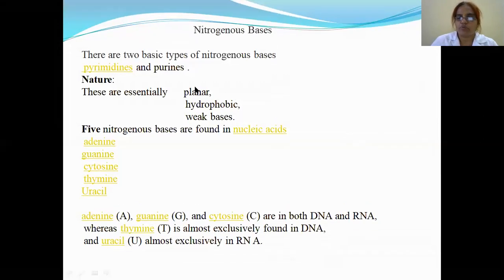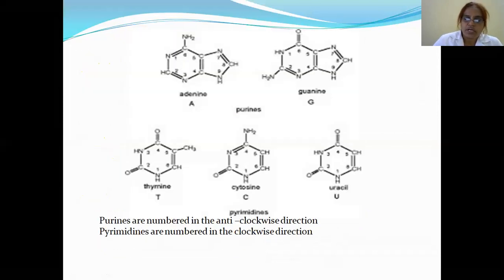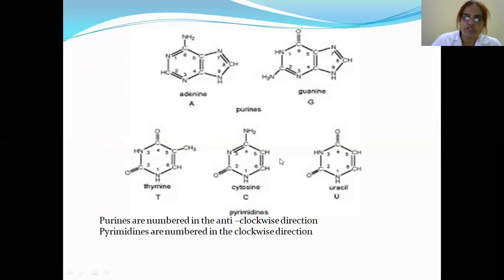These are the weak bases. Now see the arrangement of numbers in purines and pyrimidines. Purines are numbered in the anti-clockwise direction. See here it is 1, 2, 3, 4, 5, 6. This is the anti-clockwise direction. So purines are numbered in the anti-clockwise direction.